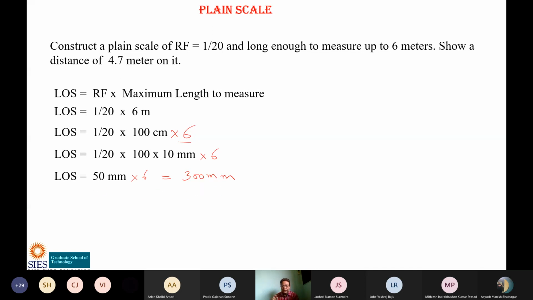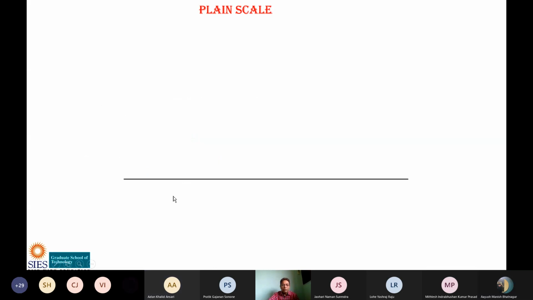Any doubt to anyone till here? No, sir. Understood. Okay, good. So now I will draw a line of, what is the length of this line? 300 mm. Actually, I wrote 50 mm, but it should be how much? 300 mm. So that is a mistake there. So this will be 300 mm now.